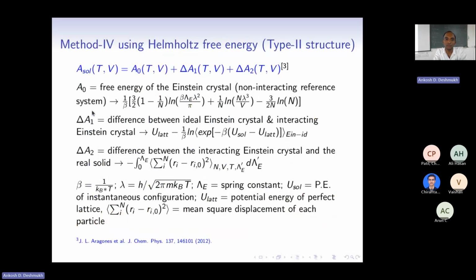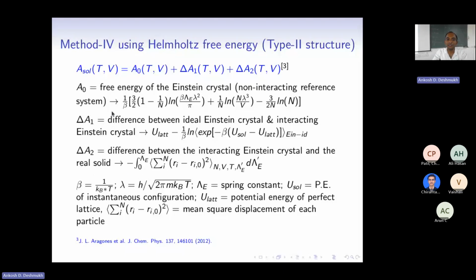And the fourth methodology we have used is the Helmholtz free energy. Based on the Helmholtz free energy, we have calculated the interface energy by using the type 2 structure, which is periodic in all directions. Here also there are three terms. The first one can be calculated analytically, and for the second term, delta A1 and delta A2, we need to compute with some formulations.